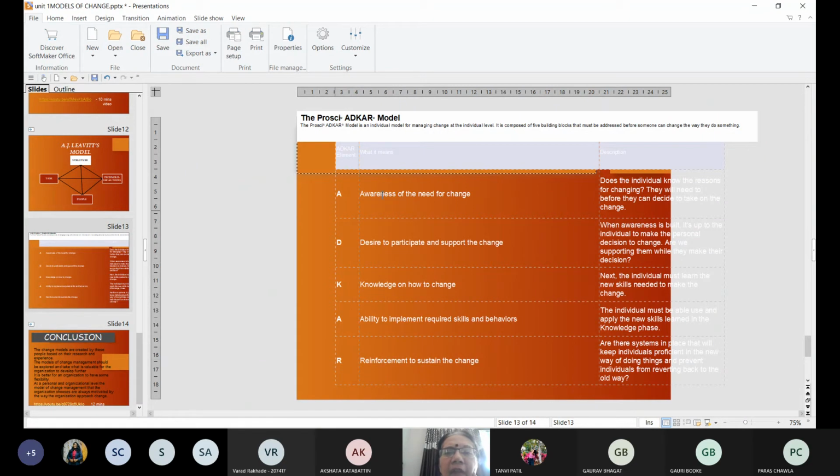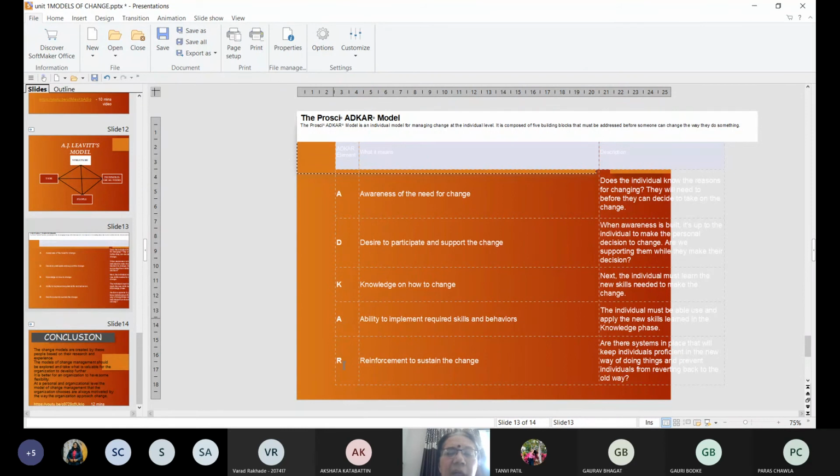A stands for awareness of need for change. Change लाना जरूरी है. Awareness. D stands for desire to participate and support the change. हाँ, चेंज लाना जरूरी है, बट आपको इच्छा है क्या चेंज लाने की? सो डिजायर. Then K stands for knowledge on how to change. हाँ, आपको चेंज होना है बट आपको मालूम भी तो होना चाहिए ना कैसे चेंज होना है. So that is knowledge. Then fourth, ability to implement required skills and behavior. आपको नॉलेज है बट आपके पास एबिलिटी नहीं है, आपके पास नया टेक्नोलॉजी नहीं है तो भी चेंज नहीं ला सकते हैं. So ability is very important.